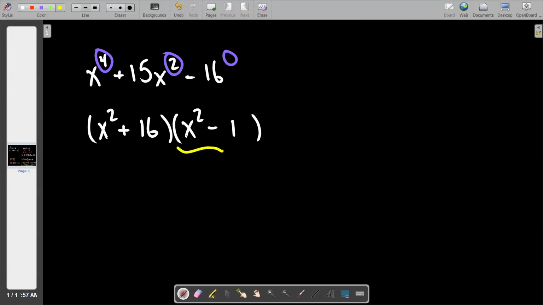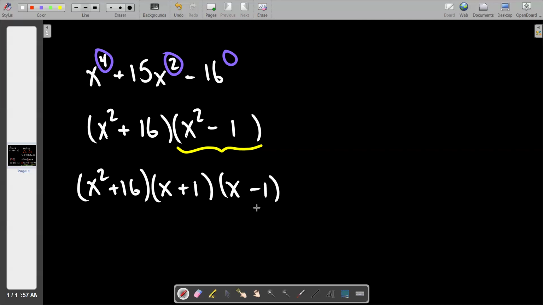This one is a, what's it called again? Well, okay, it's a difference of something. It's a difference of squares, right? So we're going to leave the x squared plus 16 alone because it's got a plus sign. I can't do squares with pluses. And then the yellow underlined one breaks into x plus 1 times x minus 1. And that now is done.